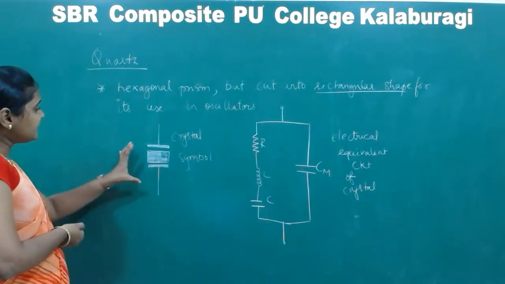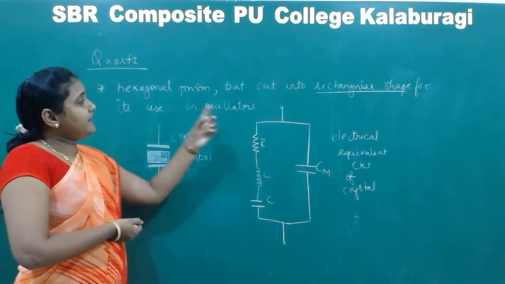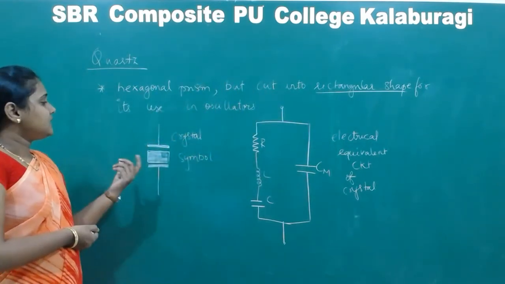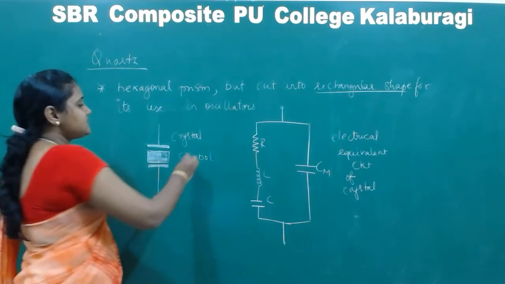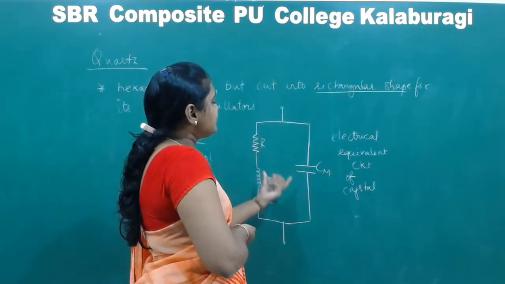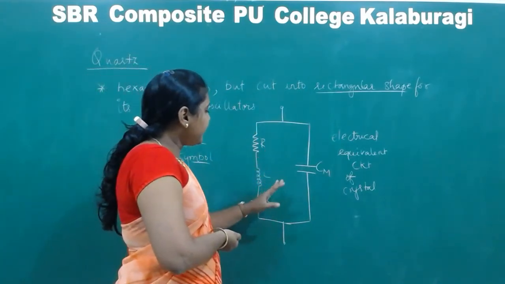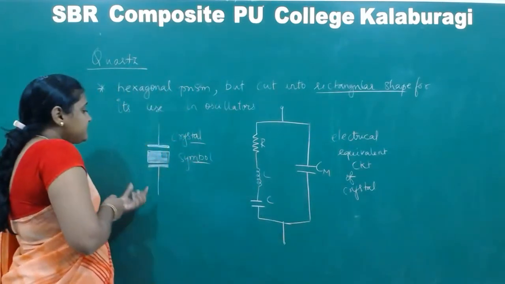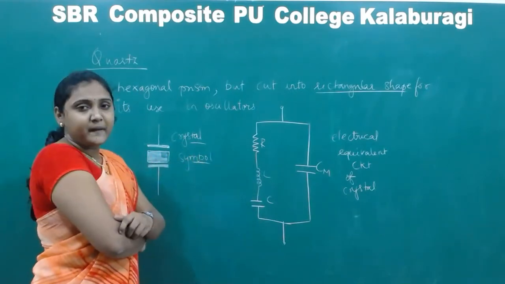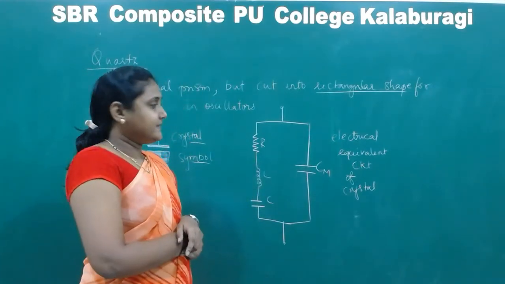Here, this is the symbol. It is basically available in the hexagonal prism shape, but it is cut into rectangular shape when it is used in the oscillators as the crystal. This is the crystal symbol, and this is the electrical equivalent. That means how the crystal is going to exhibit the property. It is exhibiting the property of a tuned circuit having R, L, and C internally. So this crystal exhibits the property of a resistor, an inductor, and a capacitor together. That's why the electrical equivalent circuit has R, L, and C all together.